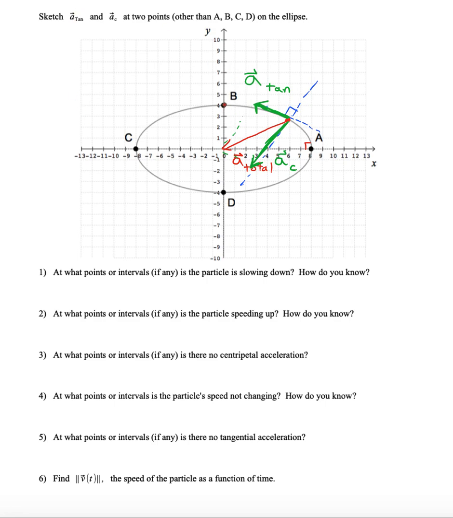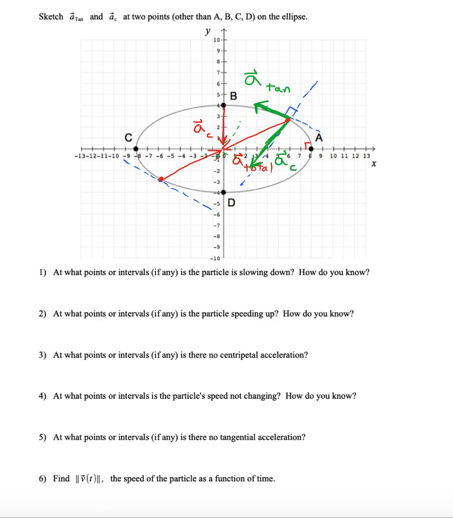Now what happens at B? Well, at B, the total acceleration just points down. And so once again, that is a centripetal acceleration. However, if we go all the way around to, let's say, this point, we see that our total acceleration points in, but it is not perpendicular to the path. We want to draw that tangent to the curve.